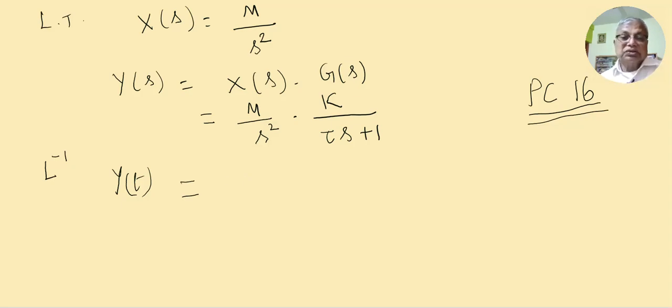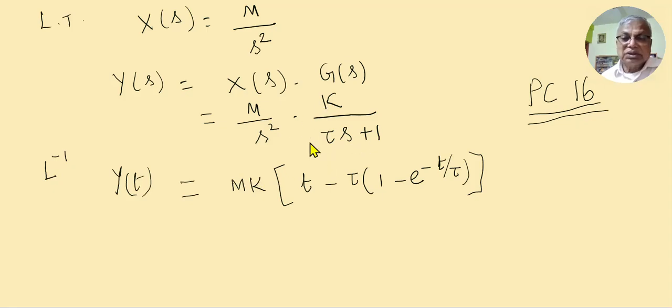What is the inverse of this function? So the inverse Laplace of this function, as we discussed earlier in this PC16, is this. The inverse is m k into t minus tau into 1 minus e power minus t by tau. When you derived this inverse, these constants, m and k, were not there. Now these constants are there. That is the only difference.